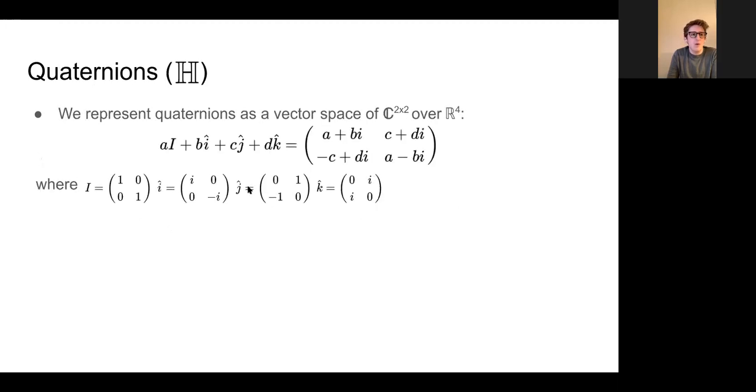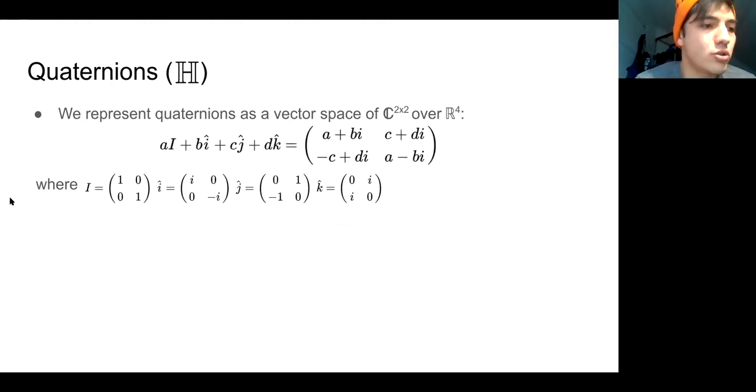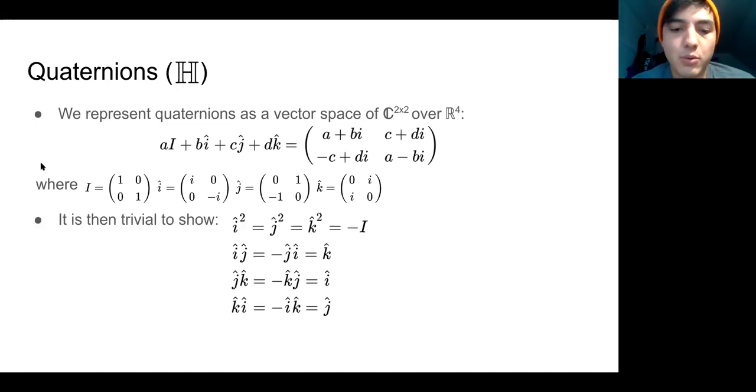Cool. So to make this proof work, we need to introduce some machinery, and the main piece of machinery that we need is quaternions. For this proof, we're going to represent quaternions as a vector space of 2x2 complex matrices over R4 with 4 basis elements, one being the identity matrix and the other 3, I, J, K, being defined as the matrices below. And when we do this, it's really easy to show the relations between them that we know about the quaternions. We can just carry out the matrix multiplication and see all of these relations hold true.